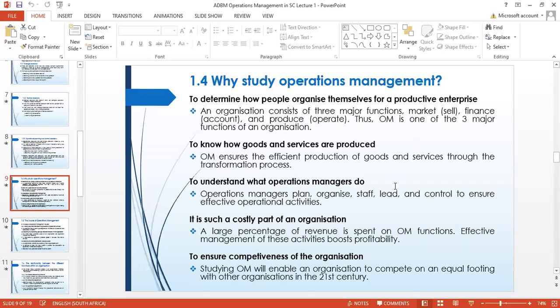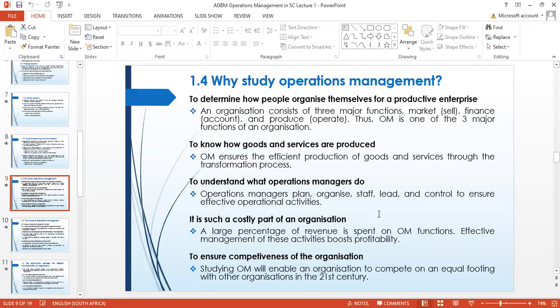Number three, to understand what operations managers do. We talked of a lot of things that operations managers do. And we can summarize this in five main functions of operations managers: planning, organizing, staffing, leading, and controlling. These are the general functions of managers. They also apply to operations managers.